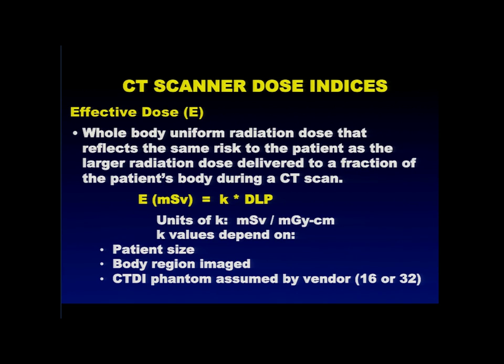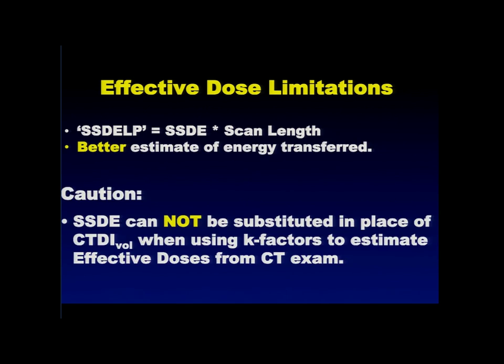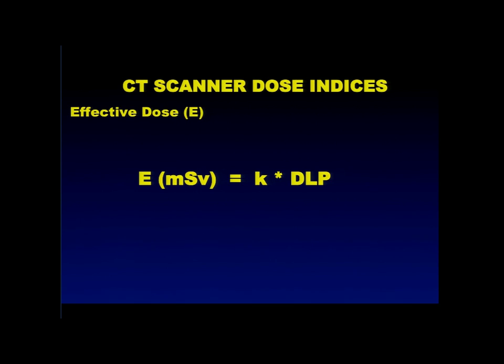Now, why don't I like effective dose? Well, we'll save that for a minute. So we already talked about CDELP. CDELP is just substituting SSDE for CTDI vol in the DLP formula. And that's a reasonable thing to do, and you'll get a better answer of the energy transferred. Can I do that for effective dose? Should I take the SSDE value and use it instead of CTDI vol to get a better estimate of effective dose? And the answer to that is no.